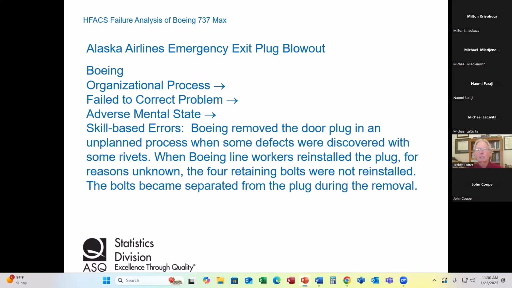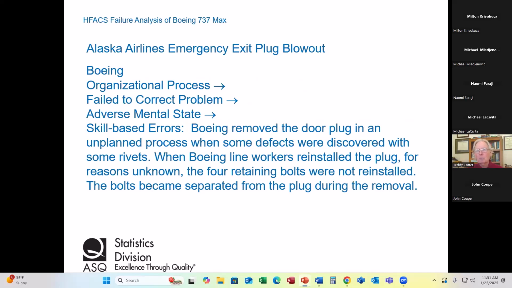Well, how could Boeing let this happen? Again, looking at the HFACS classification and working backwards, again it comes to organizational processes were not adequate. They were not in place to avert the latent alignment of failure to correct a problem, and we'll get to the problem in a minute. And then the adverse mental states.